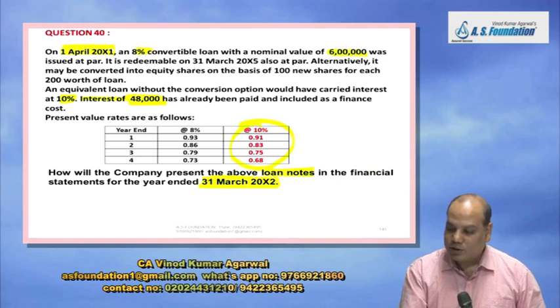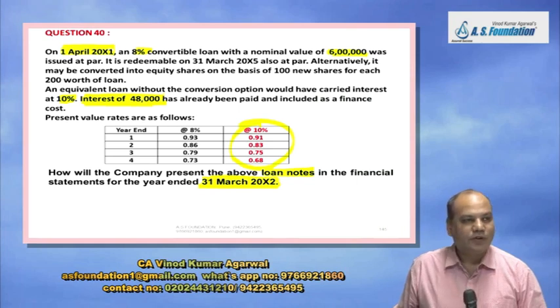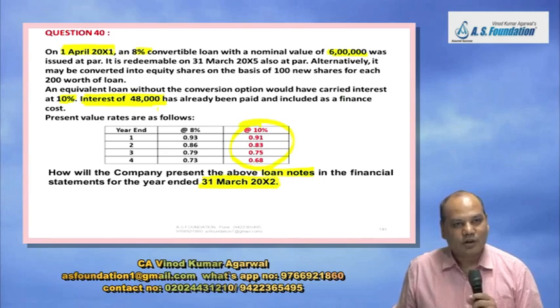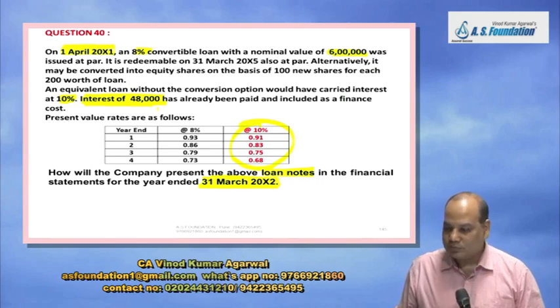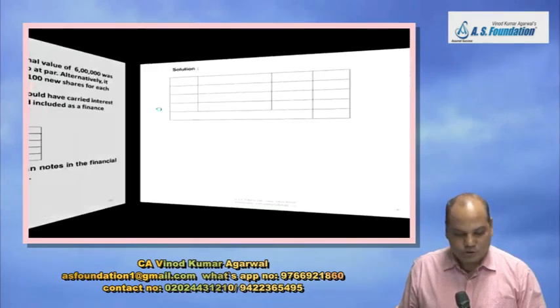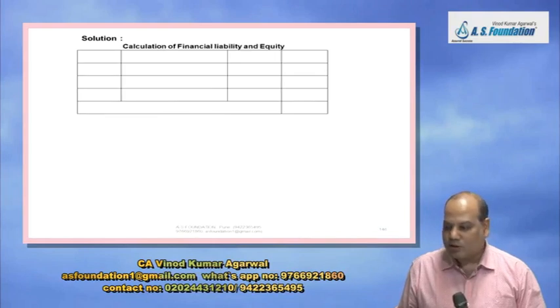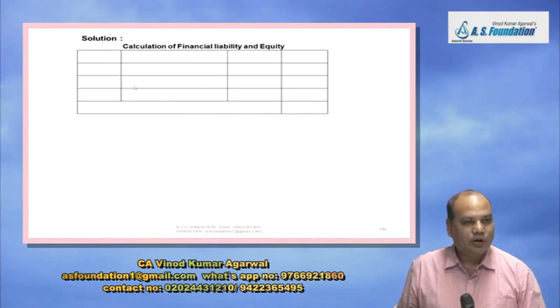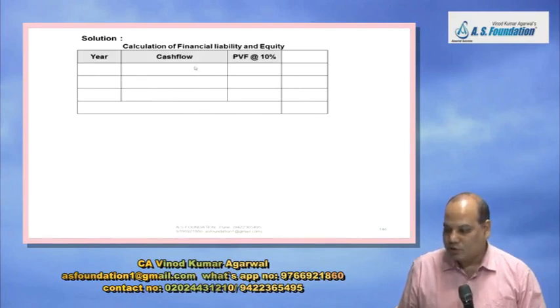One entry they have already passed. The interest entry they have already passed. If that interest amount is different from the effective interest amount, you will have to pass an entry for the difference. So first, as usual, in the answer they have given the detailed explanation. You are not required to write so much in the exam because you have other answers also to write.